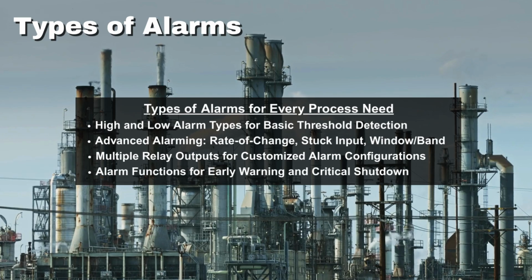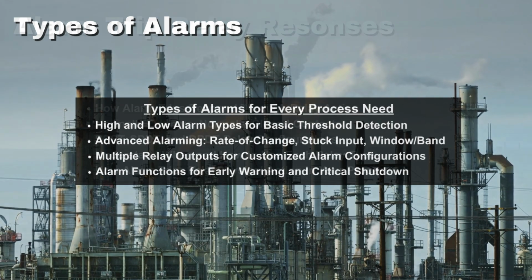In Part 3, we explored the many types of alarms available in limit alarm trips, from high and low alarms to more advanced options like rate of change, window or band, and stuck input alarms. We showed how the flexibility of multiple relay outputs and specialized alarming give you the tools to protect your process, whether that means issuing early warnings or triggering emergency shutdowns.